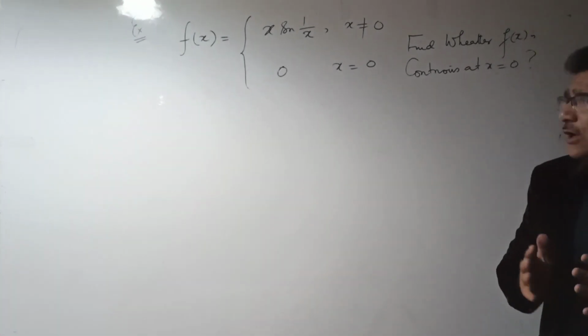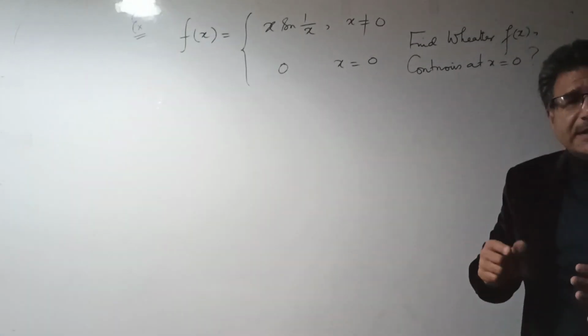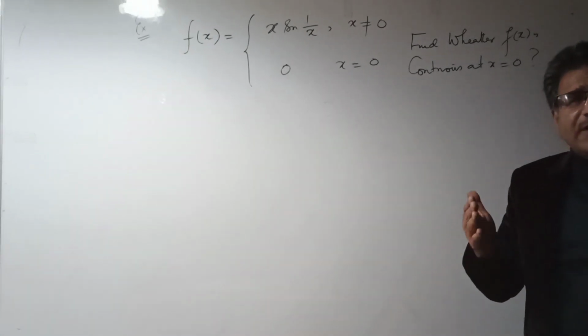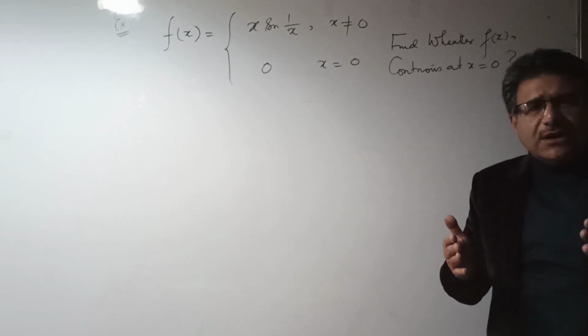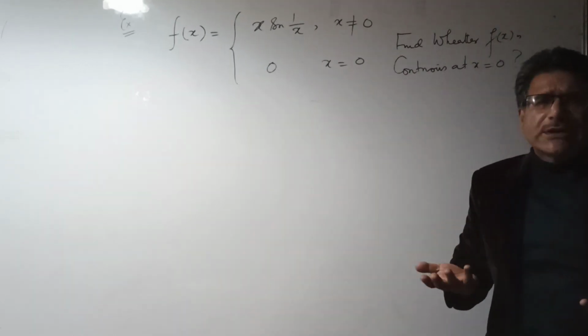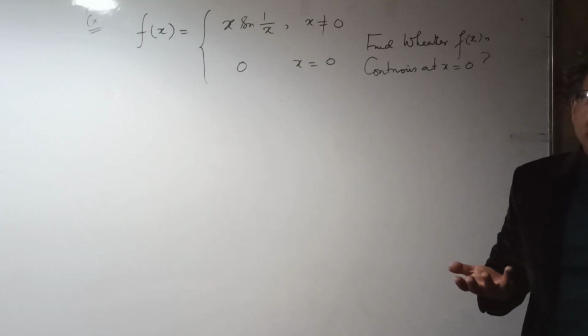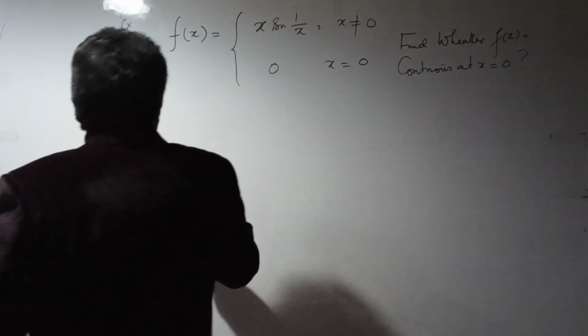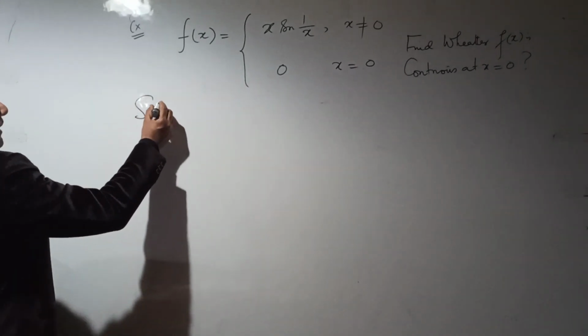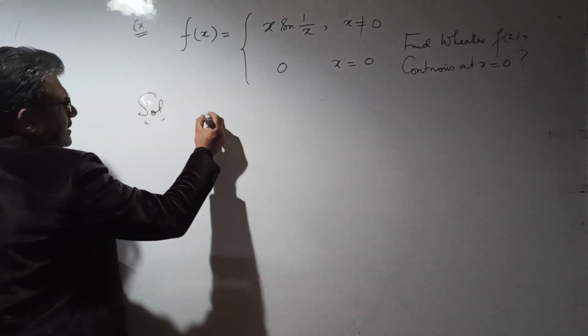So what we'll do, we'll find the limit at 0, then we'll find the value at 0. If limit and value are the same, then we can conclude that the function is continuous at 0. If they are not the same, we can conclude that the function is discontinuous at 0. So I will come to the solution of the question. Now what is the solution of the question? I will break up the question. I will take two cases.